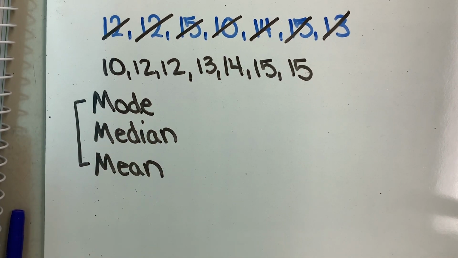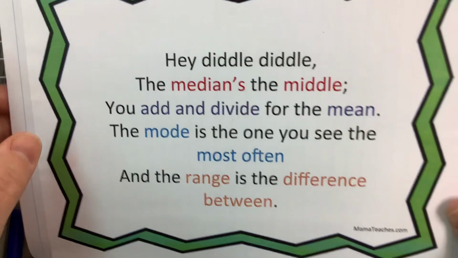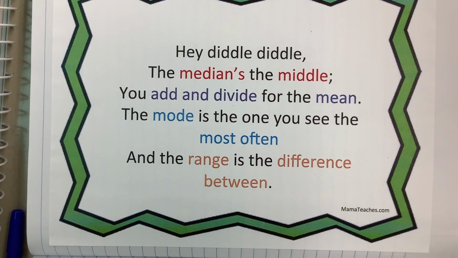We also have a lovely little poem that most of the students are able to tell you. So, hey diddle diddle, the median's the middle. You add and divide for the mean. The mode is the one you see the most often, and the range is the difference between. So we have this up in our classroom. Each student has their own copy. They should be using this to help memorize, because this will not be available for the test. They should be using this to memorize which word means what.